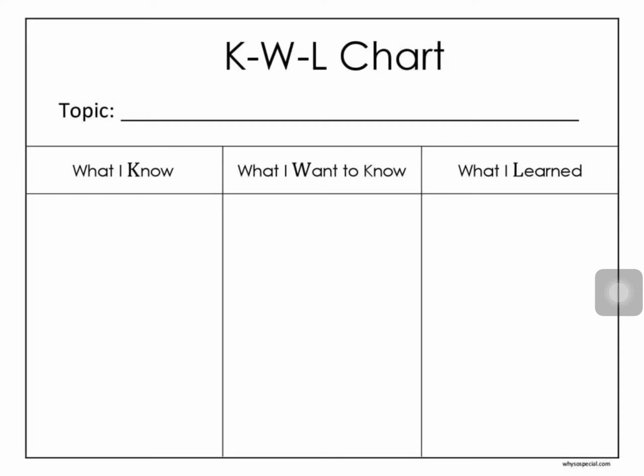Once you've read the text, you can complete the third column, which is what I learned: what has been my understanding of the text, what things I thought at first were one way and now they are different. So this is like the conclusion, my understanding, my final conceptions about what I read. Okay, so this is the KWL chart.